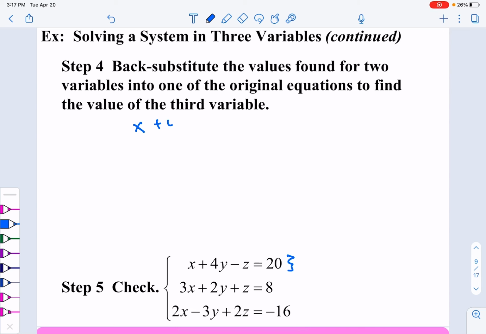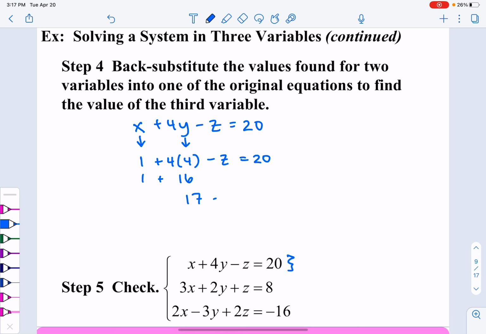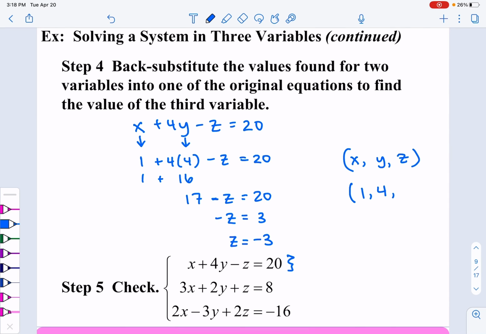So if we have x plus 4y minus z is equal to 20, we said that x was equal to 1 and y is equal to 4, we can figure out what z is to equal 20. So let's see, we have 1 plus 16, so we have 17. Take away z is equal to 20. So if I were to solve to get z all by itself, I'd subtract 17, so negative z would equal 3. If I divide by negative 1, z is going to equal a negative 3. So I found my x, y, z ordered triple is going to be 1, 4, and negative 3.